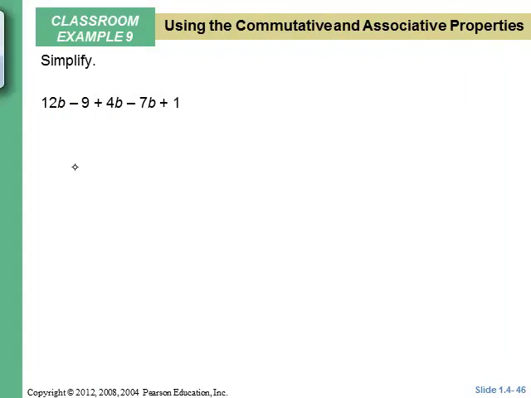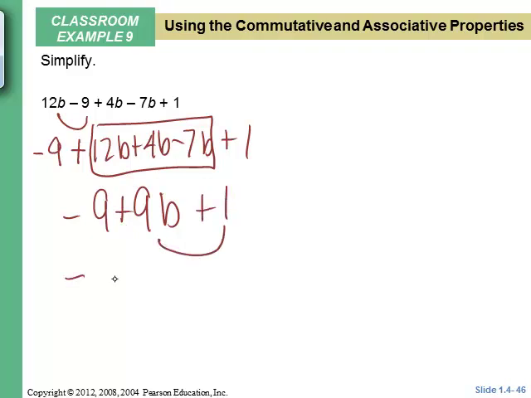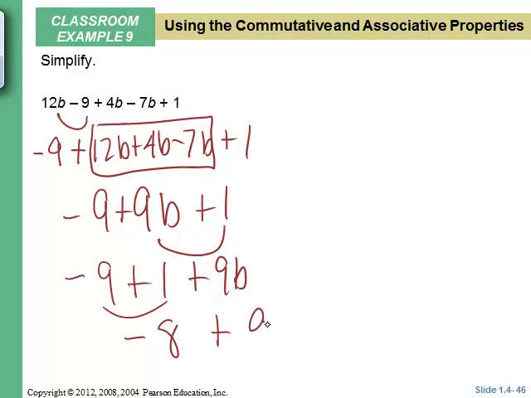And one of the ways to simplify them is we could reorder these so that we get negative 9 plus 12b plus 4b minus 7b plus 1. Why is that so important? Because now we've got all these together. 12b and 4b is 16b minus 7b is 9b. Negative 9 plus 9b plus 1. Now let's reorder these, and we'll have negative 9 plus 1 plus 9b. And so our answer is negative 8 plus 9b.